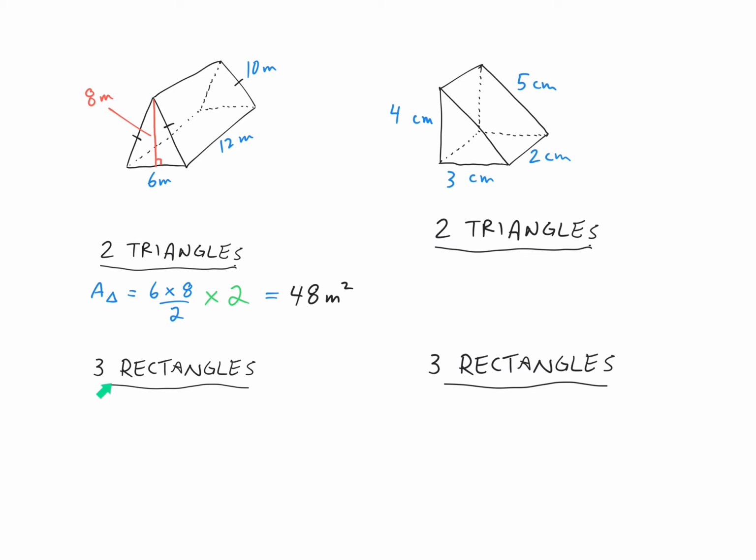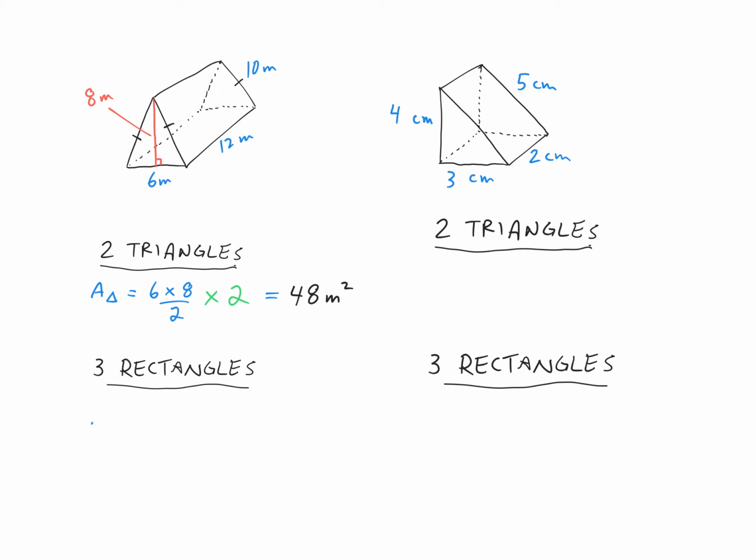Now we have 3 rectangles, so we have to figure out what their measurements are. This side here is 12 times 10. And this other side is also 12 times 10, this back side here, 12 times 10. And then we have the bottom, which is 6 times 12. So two of them are 10 by 12, and one of them is 6 by 12. So let's write that down.